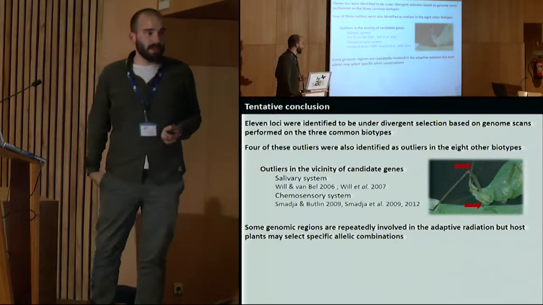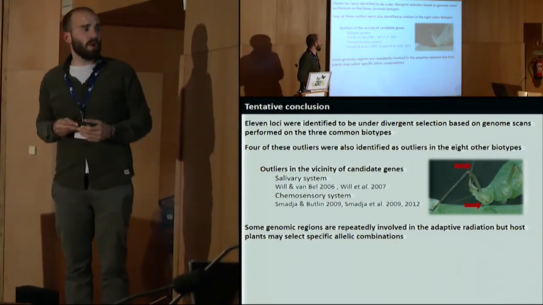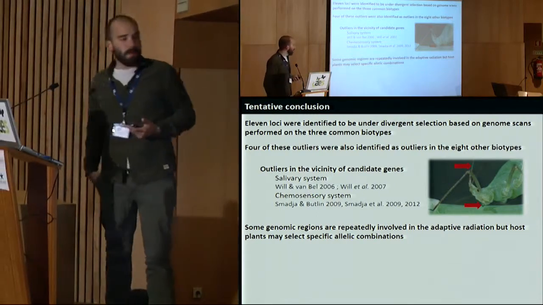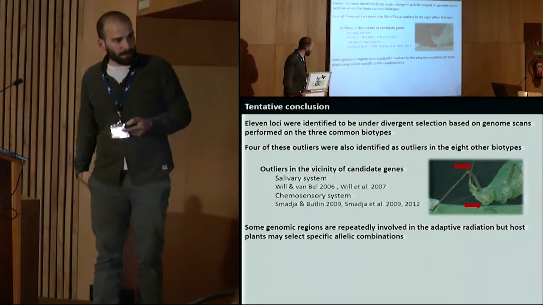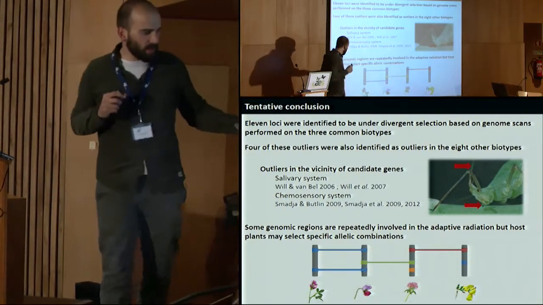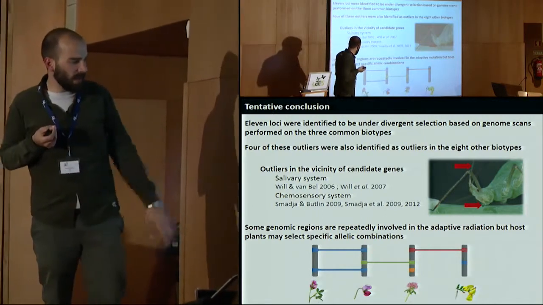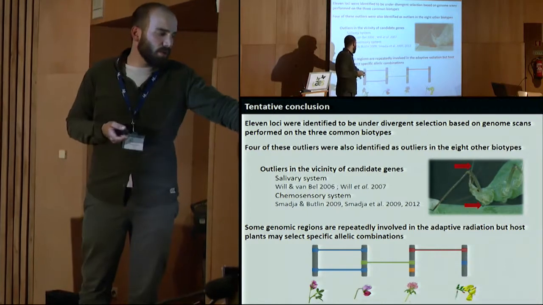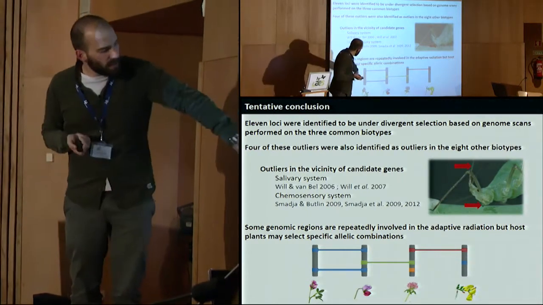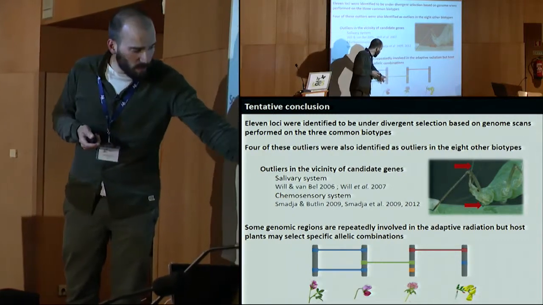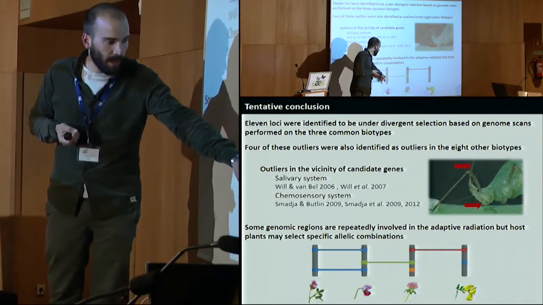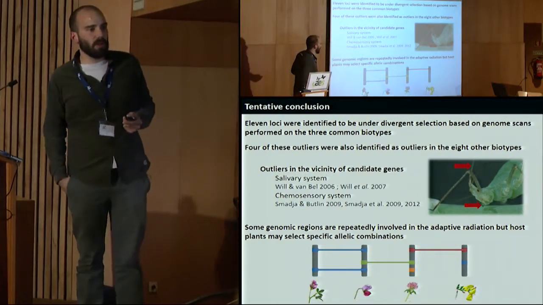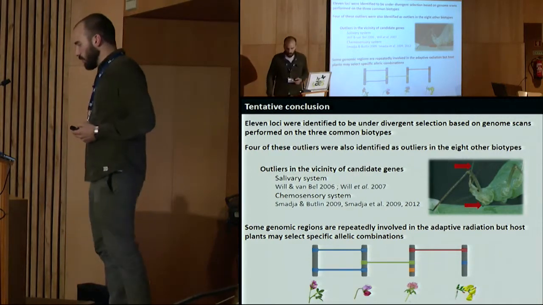And then the last part, with the trees, is much more complicated to interpret. It looks like some genomic regions are involved in the adaptive radiation, but host plants may select specific combinations. To illustrate this, let's imagine that for four different host plants here, I've depicted the chromosomes you need to be adapted to these host plants. In the first case here, you need to have the two blue alleles at those two loci. But this combination is also needed to be adapted to this plant, but with this green allele here. And this green allele is also needed, but with another combination, and so on, and so on. So it's a really tentative conclusion, and if you've got any idea to explain those results, I would be glad to hear about it.